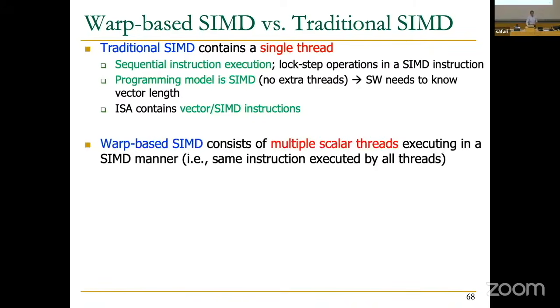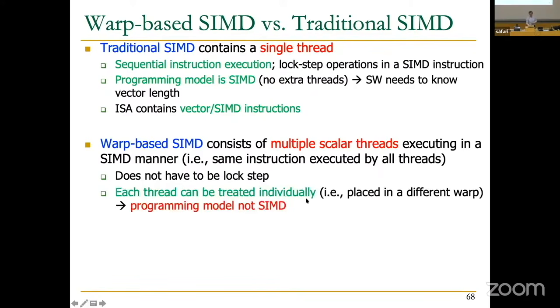On the other hand, warp-based SIMD alleviates a lot of these issues. Instead of having a single thread, you have multiple scalar threads executing in a SIMD manner. The same instructions are executed by all threads. It doesn't have to be lockstep. Each thread can be treated individually. In fact, you can take one thread and place it in a different warp. This is not visible to the programmer. The programming model is not SIMD, basically. SIMD is very strict. I'm doing a vector load on these 64 elements. Done. You cannot operate individually on each element unless you do masking, right? Here, you can actually move the threads, as we will see soon.